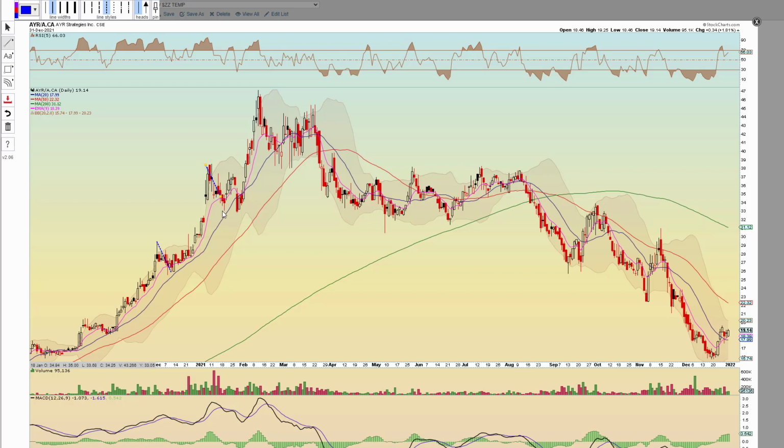It goes lower. So what are we looking for? We're looking for that lower high, which we get here. Now, again, did it break the overall immediate trend? No, but it did give you your lower high.